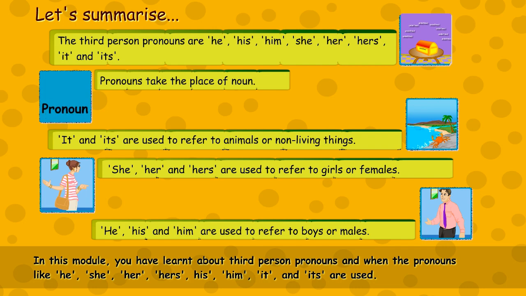In this module, you have learnt about third-person pronouns and when the pronouns like he, she, her, hers, his, him, it, and its are used.